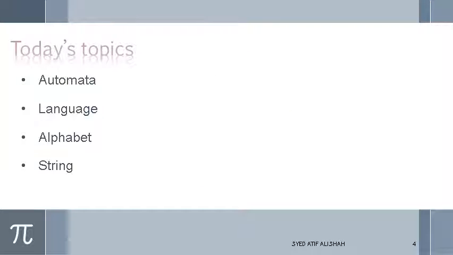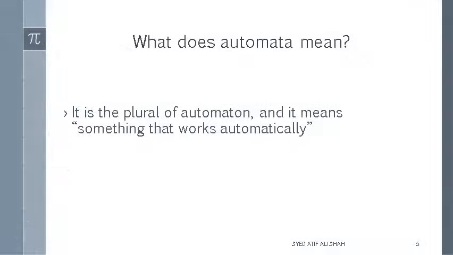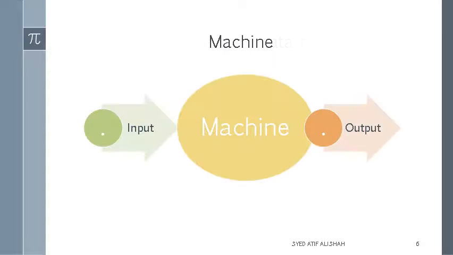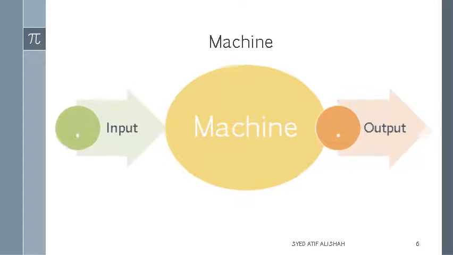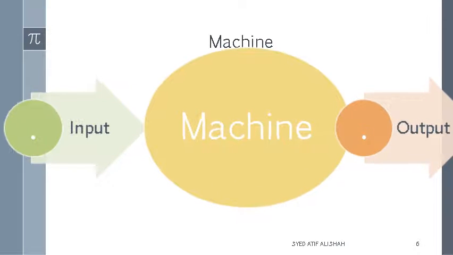Today we will discuss automata, language, alphabet and string. Automata. Actually, automata is a plural of automaton, which means something that works automatically. Before proceeding to the next topic, first we will talk about the machine. Anything that takes some input and produces output is called a machine. And the input of the machine is called the language of the machine.